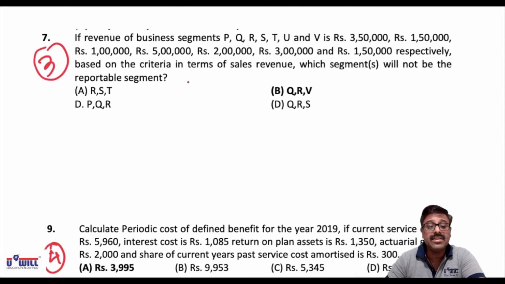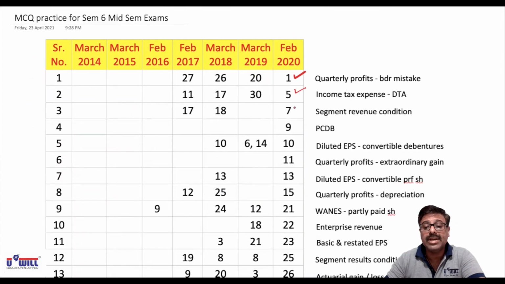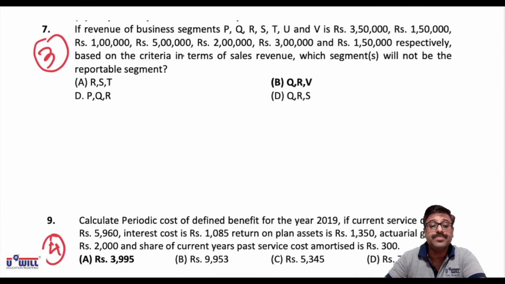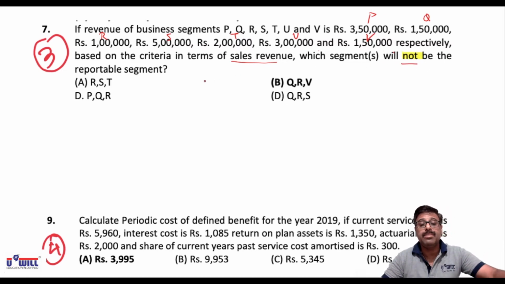Now look at question 7, that is February 2020's question 7. Okay, third type of question. If revenue of business segments P, Q, R, S, T, U, V is 3,50,000, 1,50,000, 1 lakh, 5 lakh, 2 lakhs, 3 lakhs, and 1,50,000 respectively. Based on the criteria in terms of sales revenue, which segments will not be the reportable segment? That is what we have to answer.